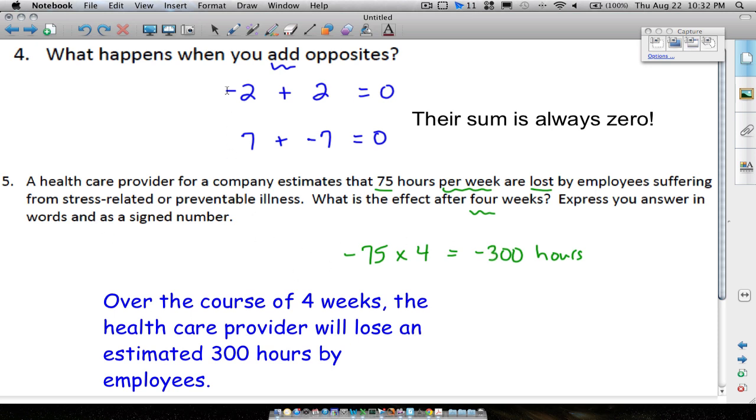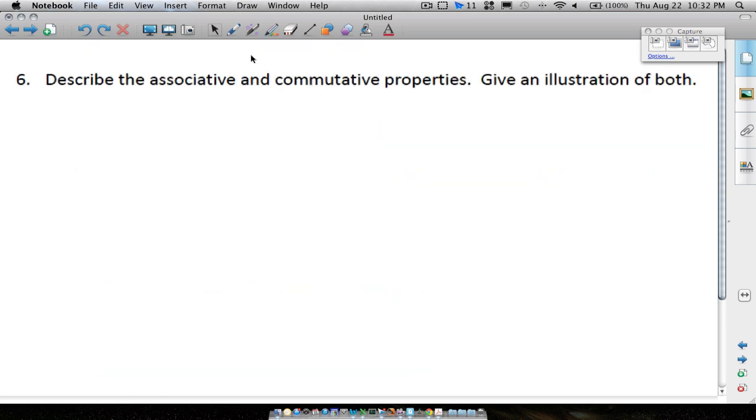Follow the directions that are given or that you are being asked to follow. Question 6. Describe the associative and commutative properties. Give an illustration of both.